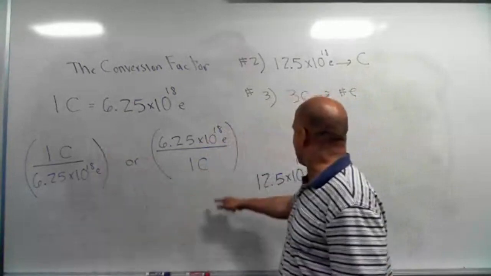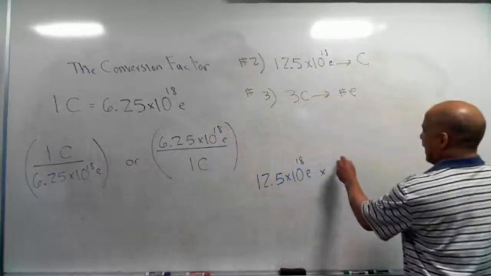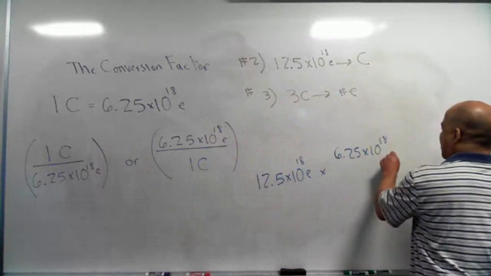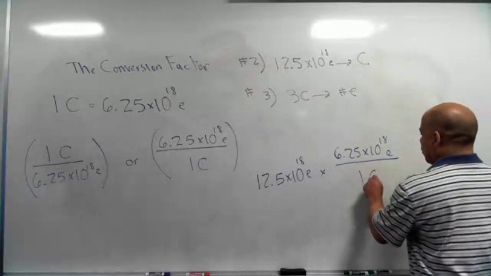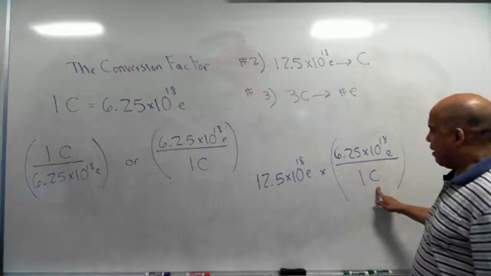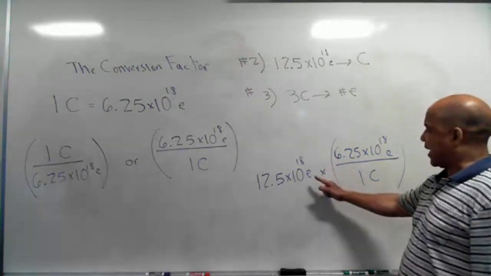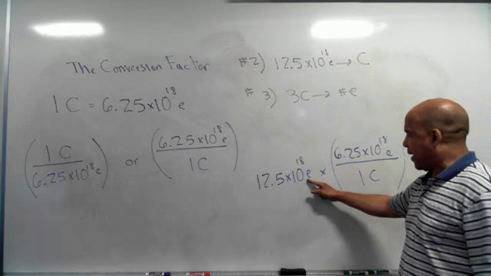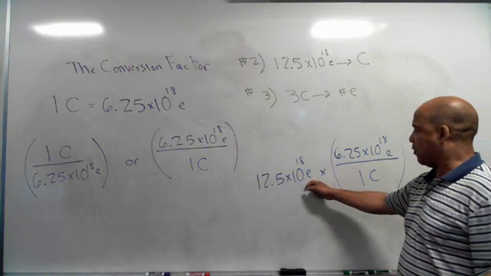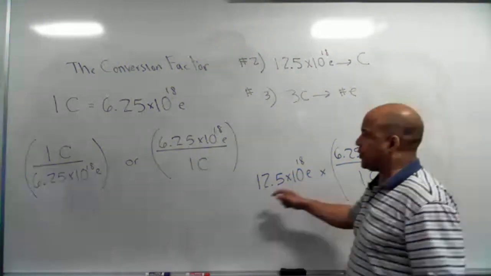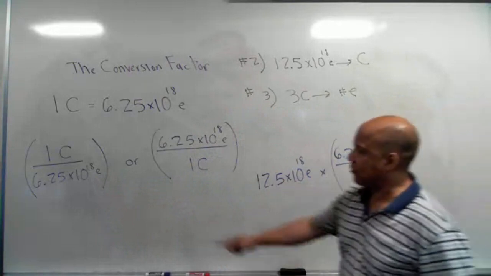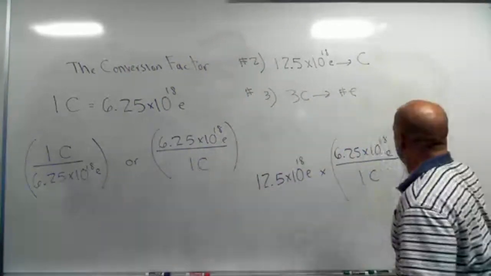Well, let's say I didn't know that, and I tried to multiply by this one. I would have 6.25 times 10 to the 18th electrons divided by 1 coulomb. Well, I can't cancel the E with the C. If I want to cancel units or numbers, I have to have something in the numerator and denominator that I can cancel. Since this is in the denominator and this is in the numerator and they're different, I can't cancel. What I want is the conversion factor with the E in the denominator, and that's the first one. So this is the wrong one I chose.